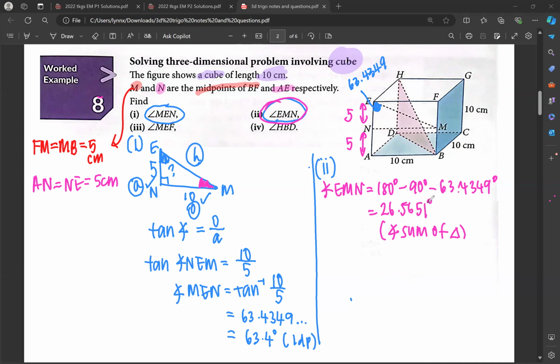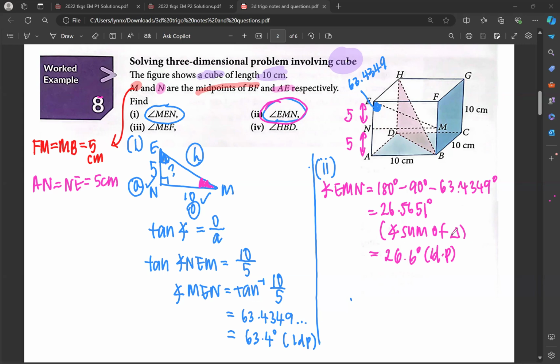26.5651, is it? Okay, but I cannot put that because why? Yes, 1 dp, so my answer will be 26.6 degrees, 1 dp. Go, copy. Now, once I'm done, I can move on to part 3.